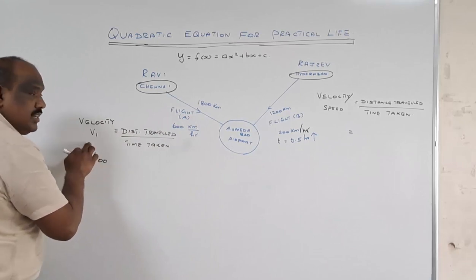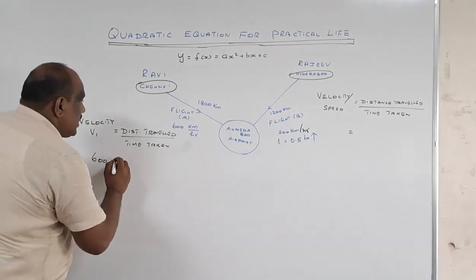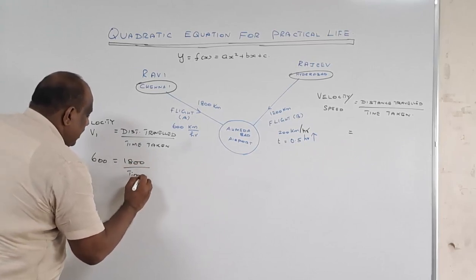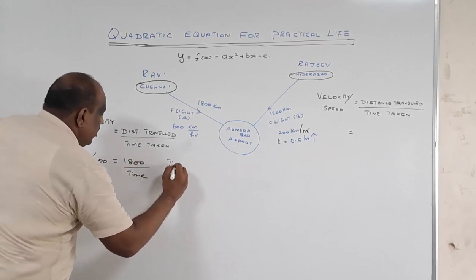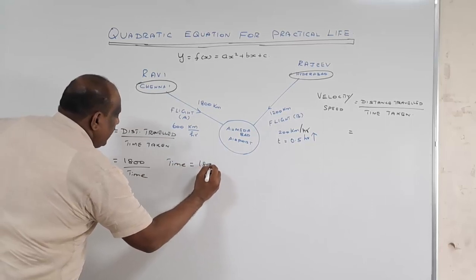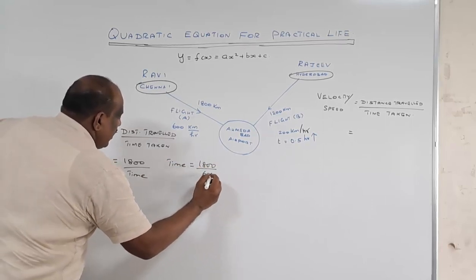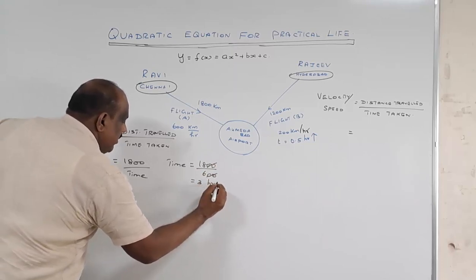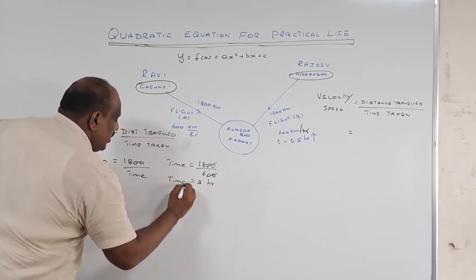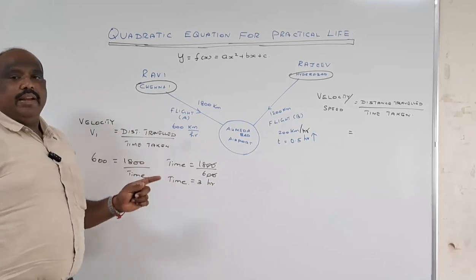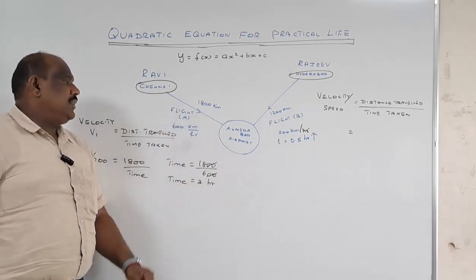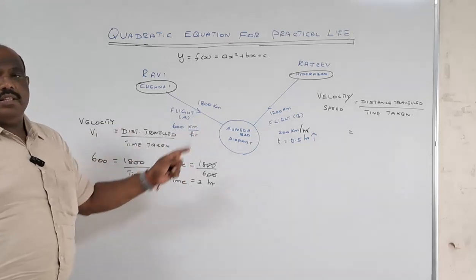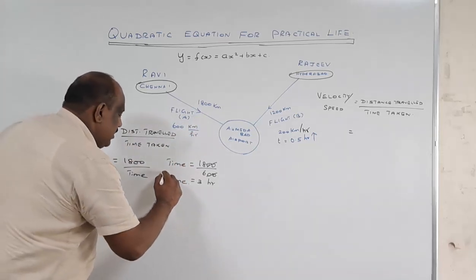So you put the left hand side as 600. What is the distance traveled? It is 1800 divided by time. So the time taken will be equal to 1800 by 600. When I divide, it becomes 3. 3 means what? Hours. So the time taken by Ravi to reach Ahmedabad airport from Chennai will be approximately 3 hours based on this condition.